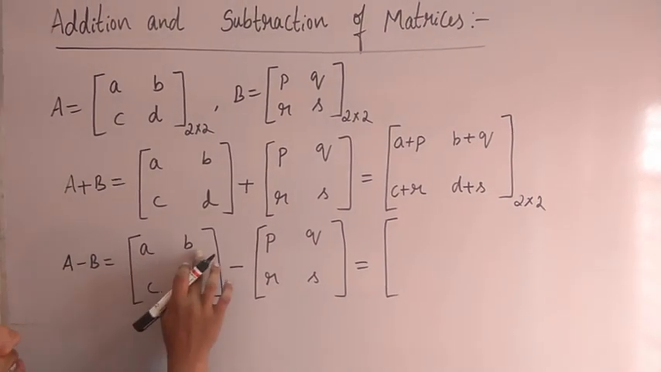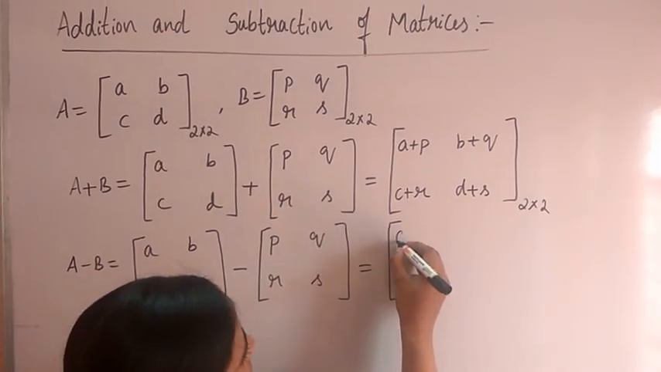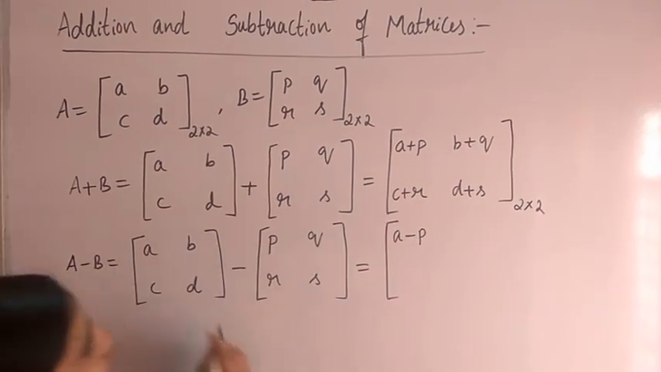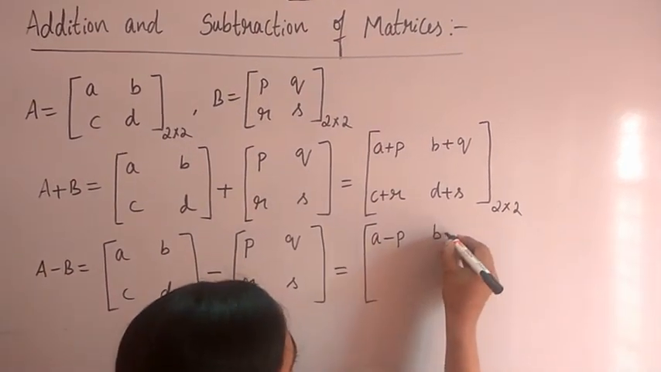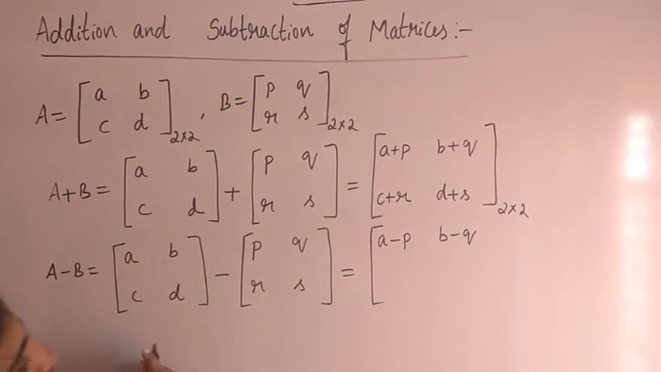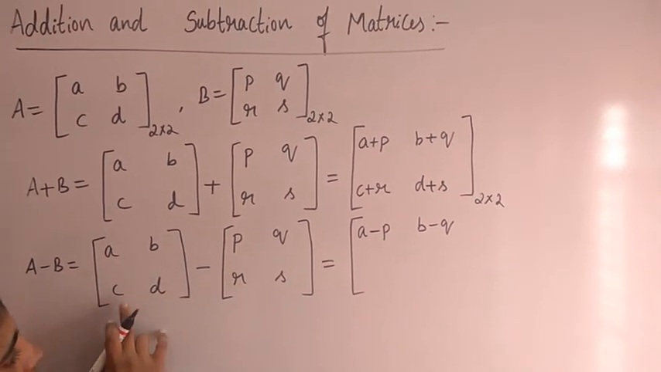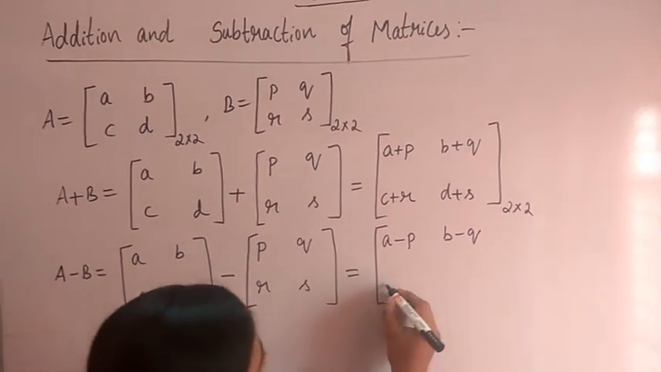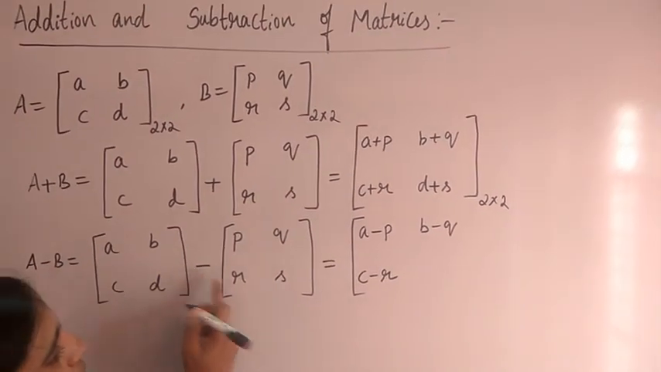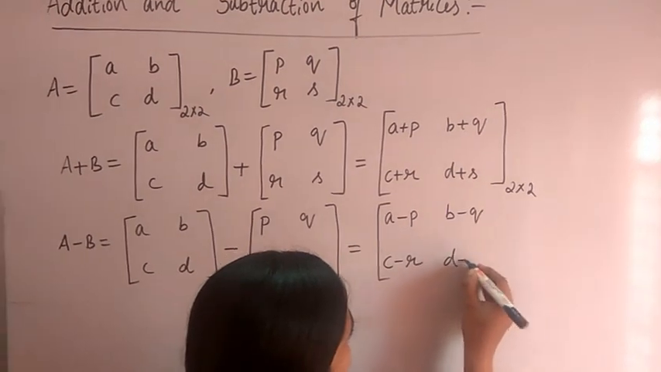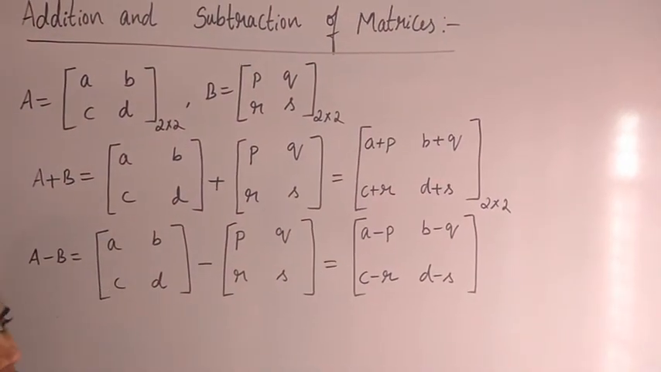That means the first row first element is subtracted from the first row first element, that is A minus P. The first row second element is subtracted from the first row second element, B minus Q. Now the second row: the second row first element is subtracted from the second row first element, C minus R. The last element is D minus S. So this is the subtraction of matrices.